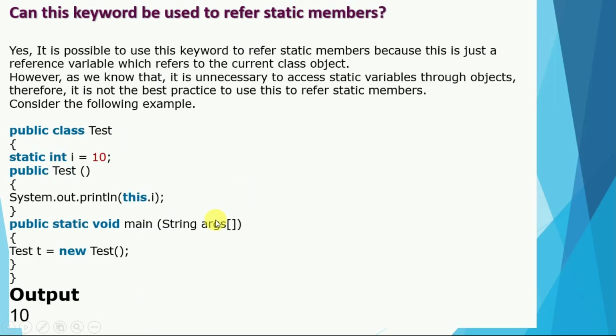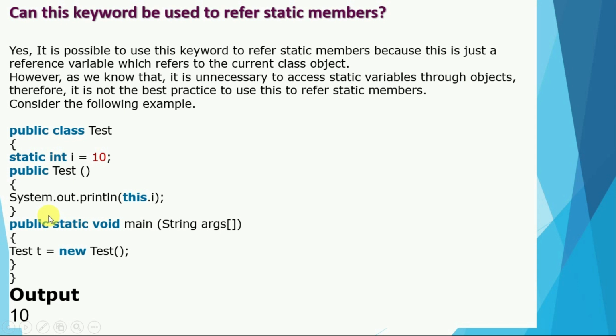So can the this keyword be used to refer to a static member? Yes, it is possible, because this is just a reference variable which refers to the current class object. But as we know, it is unnecessary to access a static variable through objects, so it is not the best practice to use this to refer to static members. In this example, there is a class named Test with a static member i equals 10, and a constructor where we refer to this static member.